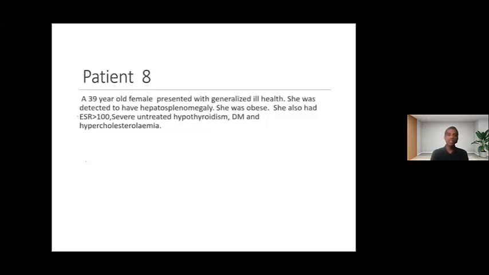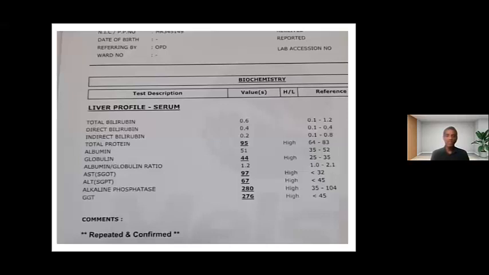So the patient, 39-year-old female, presents with generalized ill health. She was detected to have hepatosplenomegaly. She was obese. She also had an ESR of more than 100, and there was a history of severe untreated hypothyroidism, diabetes, and hypercholesterolemia. So this is her liver panel. Can anyone guess what this abnormality is due to?